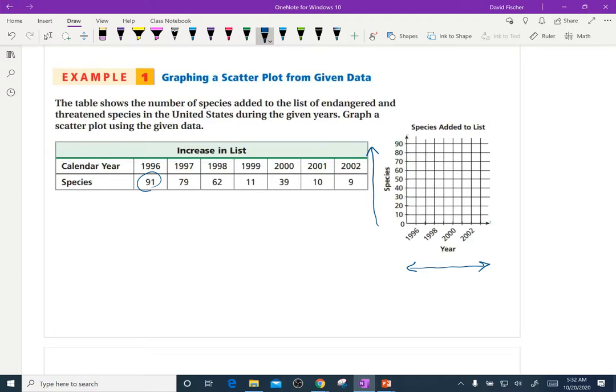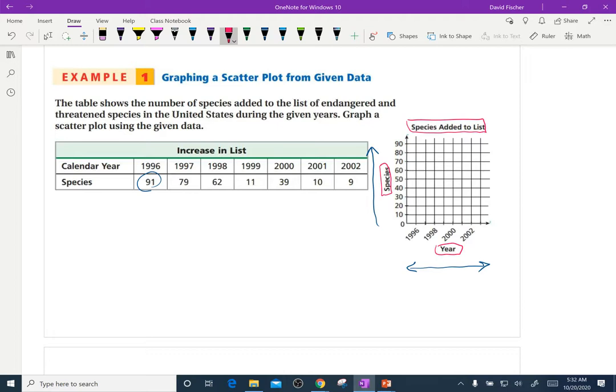And very, very important, all graphs for the rest of your life need some labels. This one's years by species. So when we go to making our own graphs and our word problems, you have to have labels. Title would be nice up here, so that if somebody is looking at your graph, they'll know that here's the number of species added to the list. So let's go ahead and graph that.